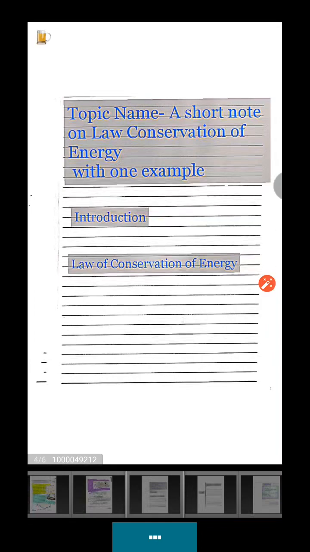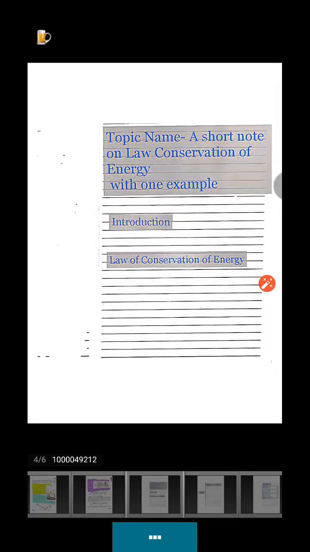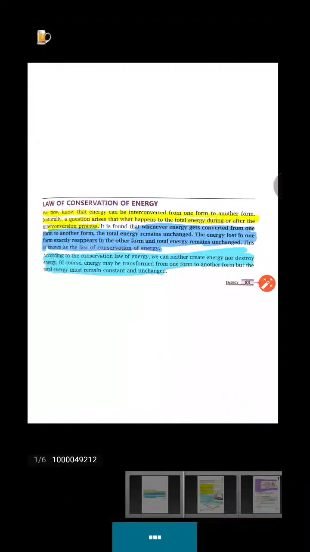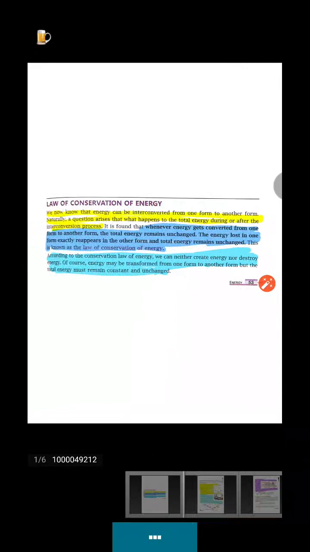Same format will be also here. Topic name: a short note on law of conservation of energy with example. First thing you will write at the top of the page, then start off with introduction. Introduction part I have highlighted here with yellow. Only the yellow highlighted part will go in the introduction point.